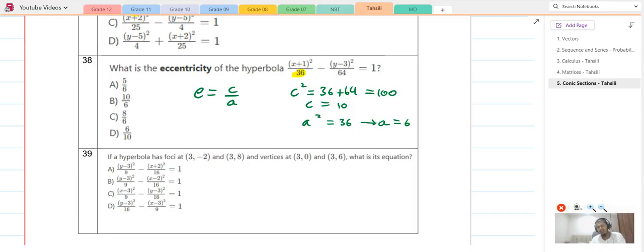Yeah, we usually take a as first and b as second. So e is 10 over 6, which is 5 over 3. They shouldn't have put 10 over 6. Right, so the answer is B there.